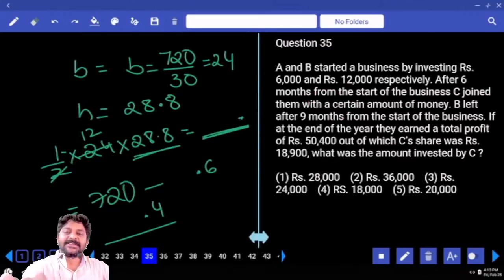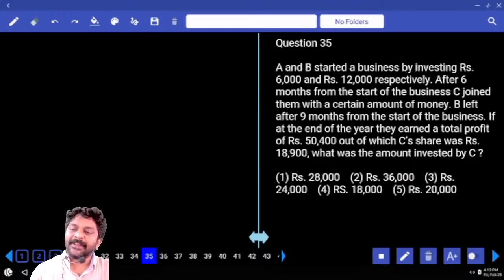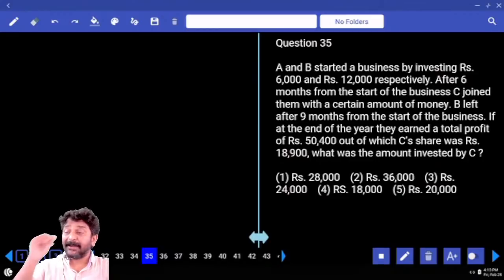A and B started a business by investing 6,000 and 12,000 respectively. After 6 months from the start of the business, C joined them with a certain amount of money. B left after 9 months from the start of the business. At the end of the year, they earned a total profit of 50,400, out of which C's share is mentioned. Find the investment made by C.